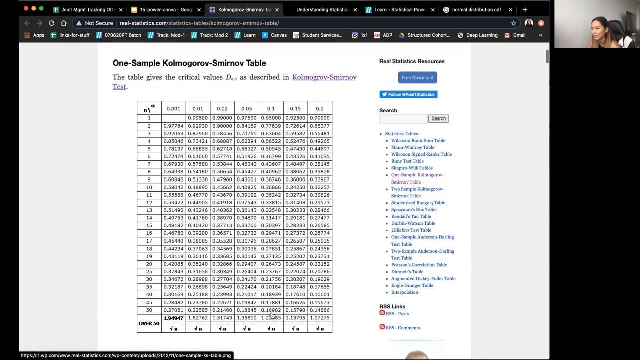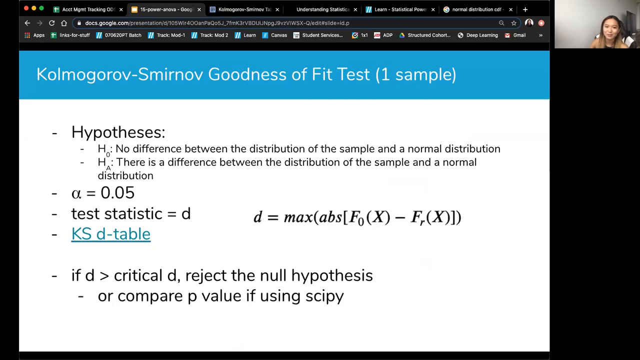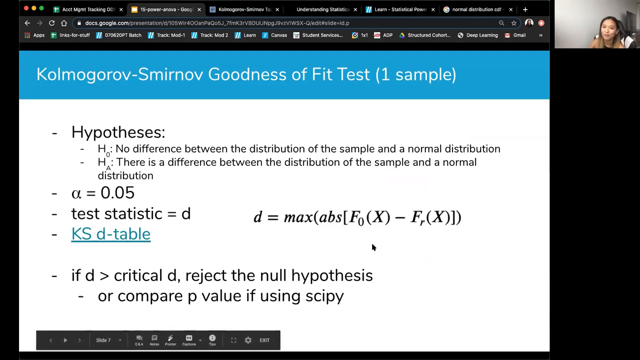This table is pretty neat because if you have any sample size over 50, there's a general formula for your critical D value. So what you want to do is, if this test statistic D is greater than the critical D, you would reject the null hypothesis. Alternatively, if you just plug your sample into the SciPy built-in function, it'll give you a p-value, and if your p-value is lower than 0.5, you can reject the null hypothesis as well.